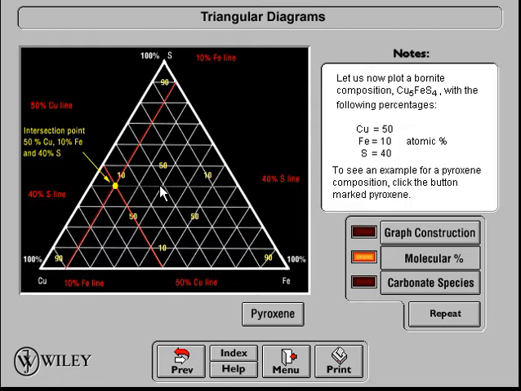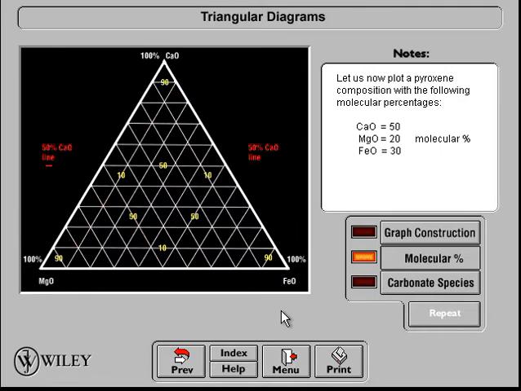Then we are going up and up and up here. Then we have 40%. So then the copper we have here in this corner, here we have 50% copper. We are drawing here the line. And then we have 10% iron, that is this line. And then we have here the intersection point, 50% copper, 10% iron, and 40% sulfur. Now we can click here again for the pyroxene, which we have just done before. And now we can just draw inside again the composition of our pyroxene.